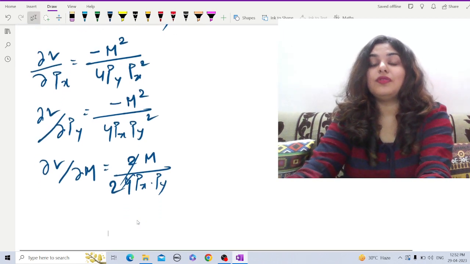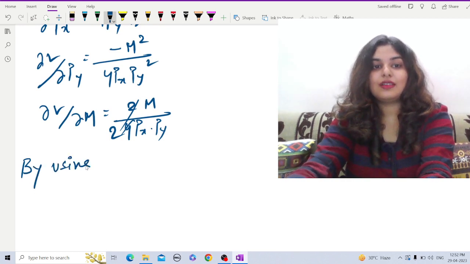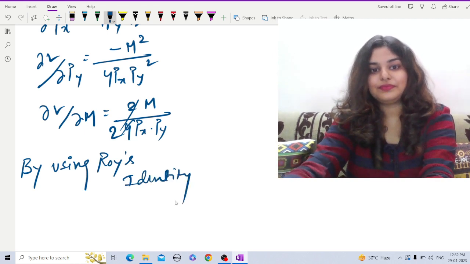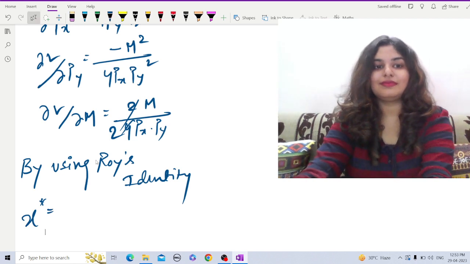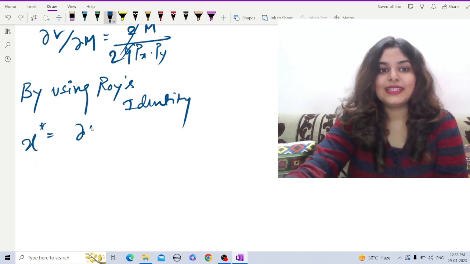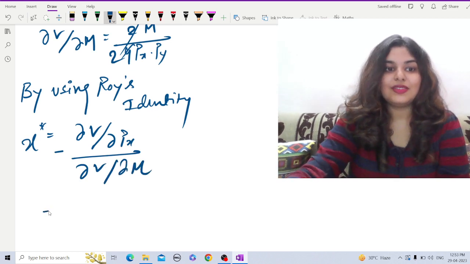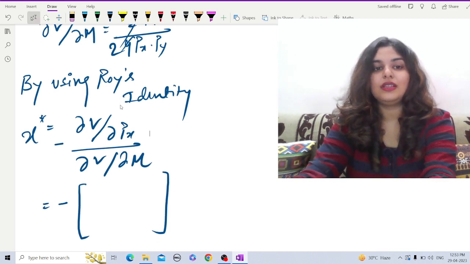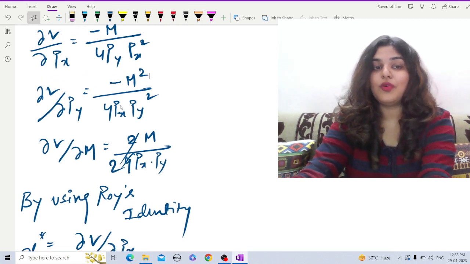Now what we have to find out? We have to find out the ordinary demand function. So let's say by using Roy's identity, x star is equal to minus of delta v by delta px whole divided by delta v by delta m. So that is equal to minus of, how much is delta v by delta px? We have just calculated. Let's go up, and we have got minus m square by 4 py px square.